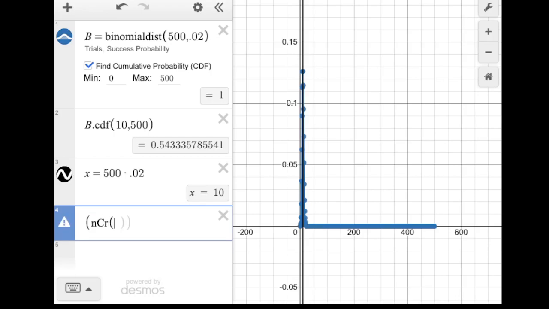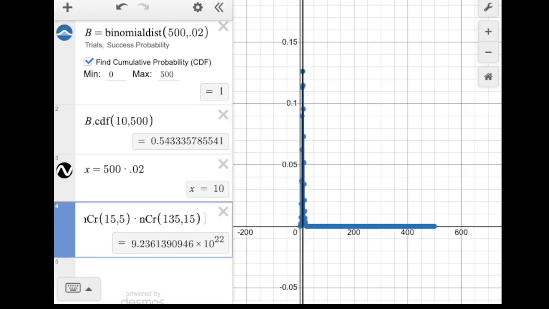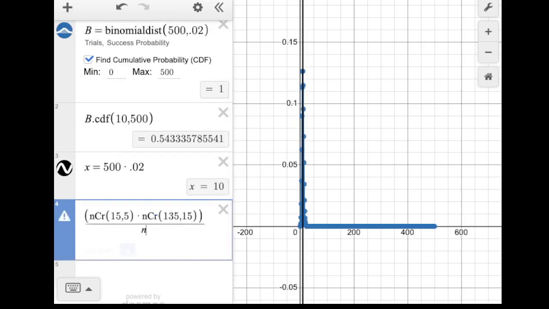We're choosing 5 from 15 and another 15 from 135. You can see that's a big number, but we're dividing by just, in general, with everybody together in one bin. So the 150 choose 20.